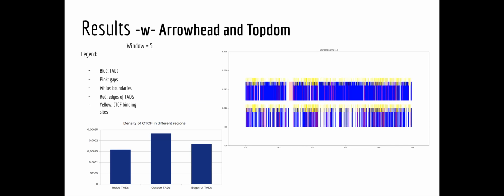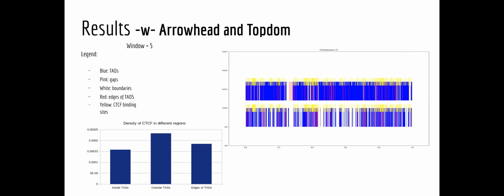So the above one represents the results of TopDOM, and the other one is Arrowhead. TADs are in blue, and the edges are in red. The edges are what we define as the bin directly adjacent to the TADs. And in yellow, we added CTCF binding sites.